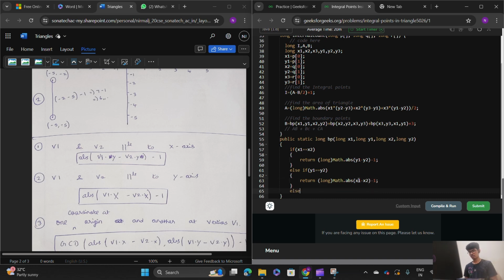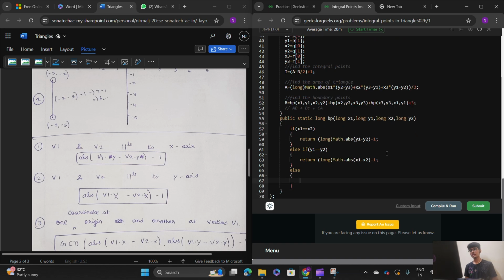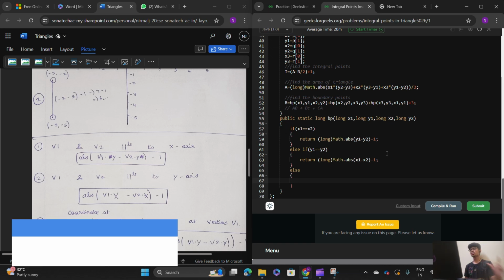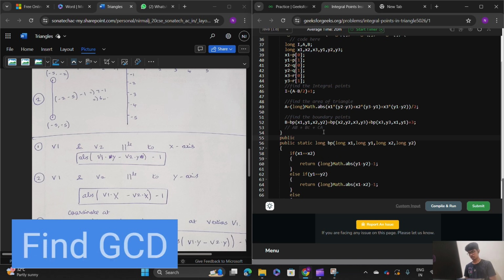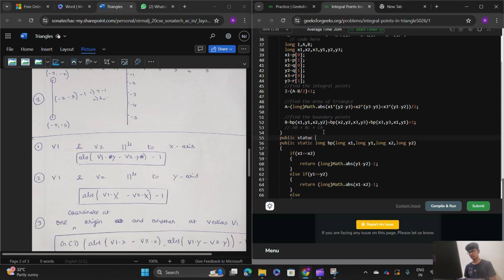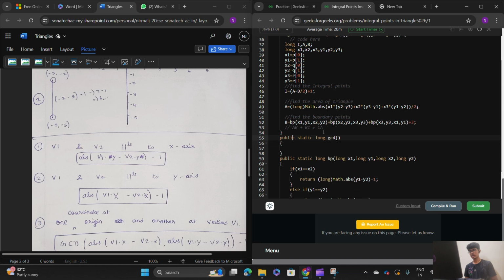If any one coordinate is at the origin point, if any of the coordinates is at 0 comma 0, in that case I need to find the greatest common divisor. For that, I'm going to create another function, public static. Its data type should be long, and gcd. Inside gcd, I'm going to pass two values. Everything should be long. Don't write it as int. Long x comma long y.